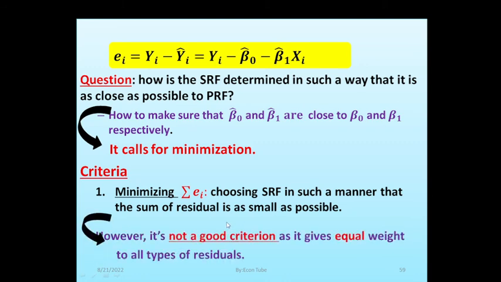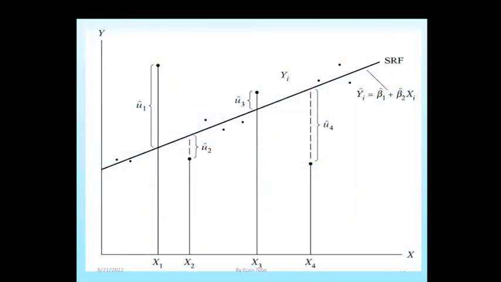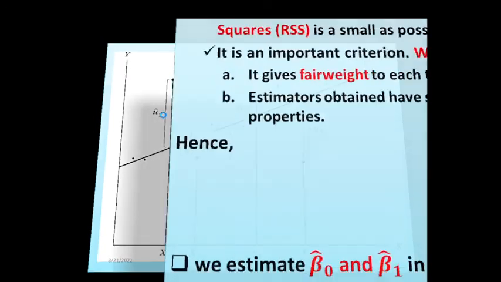However, it is not a good criterion as it gives equal weight to all residuals. Because these residuals have different sizes. The difference between this point and the fitted line is bigger than from this other point to the fitted line. The vertical distance between the observation and the fitted line differs among error terms. So as we sum them together, their summation may come out in different amounts.